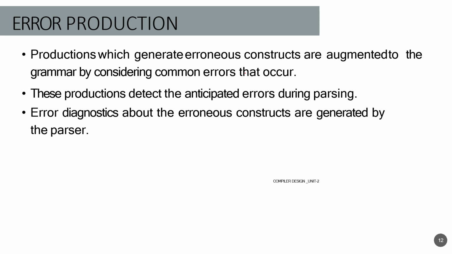What is error production? The productions which generate erroneous constructs are augmented to the grammar by considering common errors that occur. So these productions detect anticipated errors during parsing. Error diagnostics about the erroneous constructs are generated by the parser.